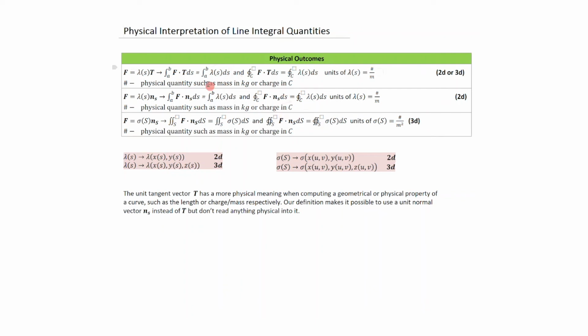If it's a closed contour, then instead of between 2 points, we typically use this curl sign here. This would be the total mass around the closed contour. Could be charge as well if you wanted. We could also do it using the formulation involving the normal to a contour.